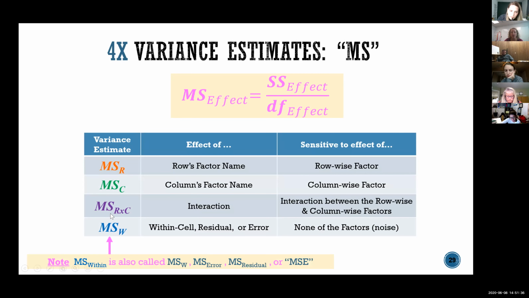Now this mean squared W, MSW, is also called MS within, MS error, MS residual, MSE. That's all the same thing, to make you confused. No, it's just, people call it different stuff. So if someone says the mean squared residual or the MS residual, that's the same thing as MSE, the same thing as MSW, same thing as MS within.